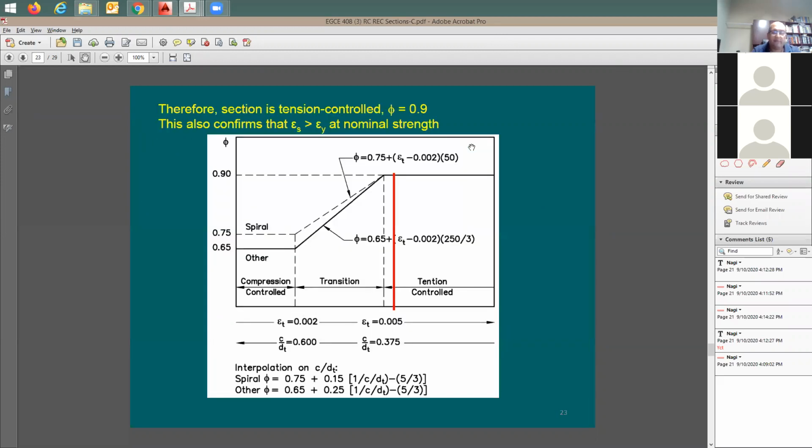All right. Now, once I have the strain, I should be able to solve for the phi factor. Here is the strain direction increase. The strain is going to be a little bit over 0.005, so my strain in the steel is going to be on this side. I'm going to go here with a vertical line. It's going to hit this solid line. Therefore, my phi equals 0.9. Great. Now I have the phi factor. I have the strain in the steel.